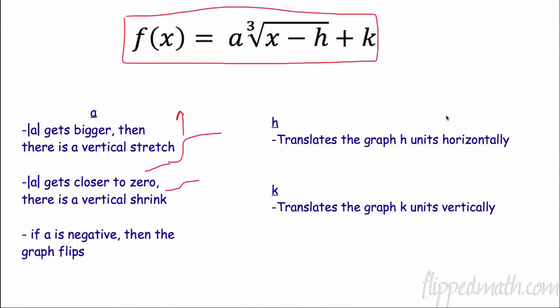The h translates the graph h units horizontally, and again, it's the opposite. So if it says plus 5, it really means you're moving to the left 5. If it says the cube root of x plus 5, you're actually moving left 5. And if it says the cube root of x minus 5, you're actually moving to the right. Just like with the quadratics, just like with the square roots. And k, up and down, just the same way.